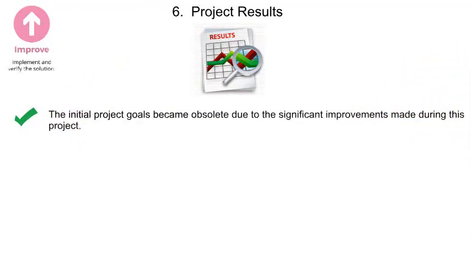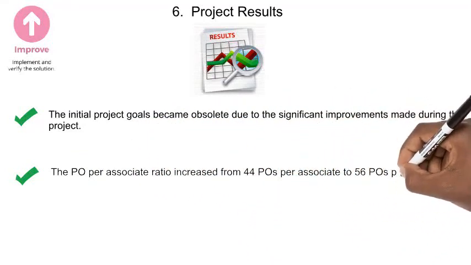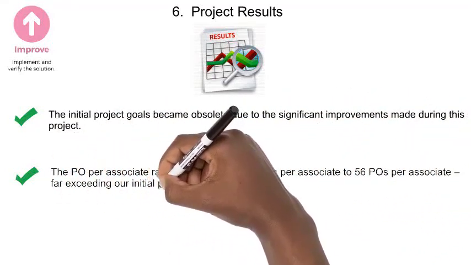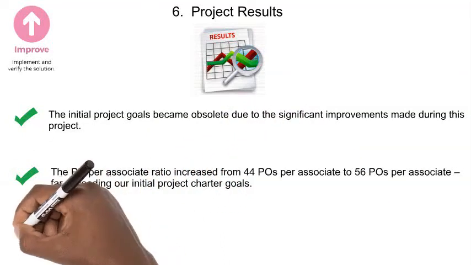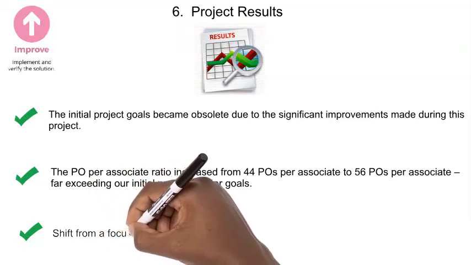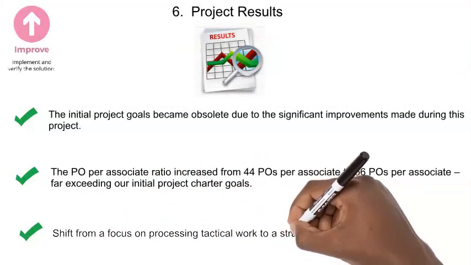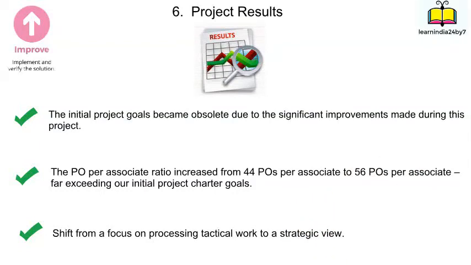The initial project goal became obsolete due to the significant improvement made during the implementation of this project. The purchase orders per associate ratio increased from 44 POs per associate to 56 POs, far exceeding the initial project goal. There was a shift from a focus on processing tactical work to strategic work.